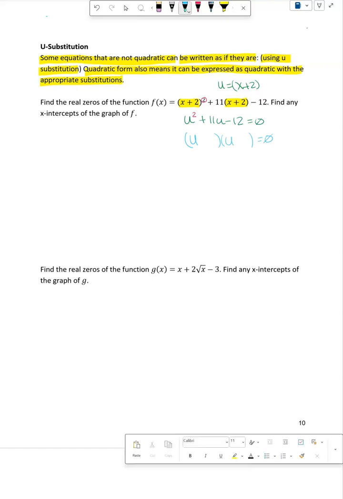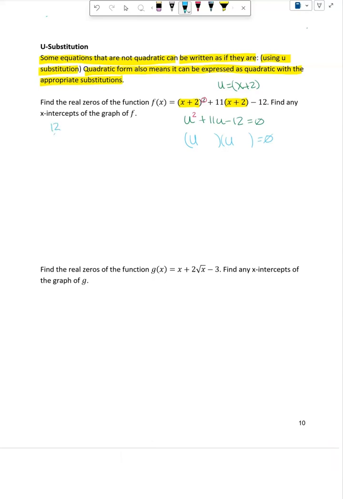Okay, we have a negative sign, so that means opposites that subtract to give us 11. So factors of 12: 1 and 12, 2 and 6, 3 and 4. Which of these are going to give us 11? Yes. They're opposites. The larger one gets the plus, the smaller one gets the minus. So minus 1 plus 12. Now we just solve it.